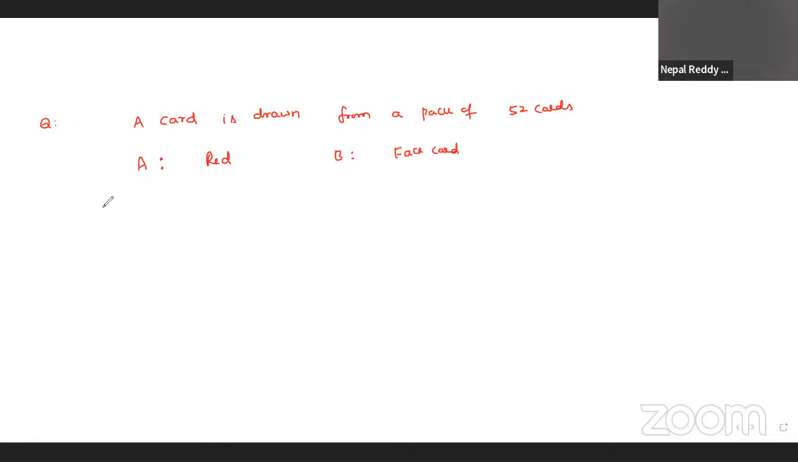Now the question is, find first one, probability of A. We know that probability of A equals N of A divided by N of S. Total 52 cards in which only one card is drawn, 52C1. Next, red colored cards. A indicates the event of getting a red card. Total there are 13 plus 13, 26 red colored cards. Therefore 26 divided by 52, nothing but 1 by 2, is probability of A.